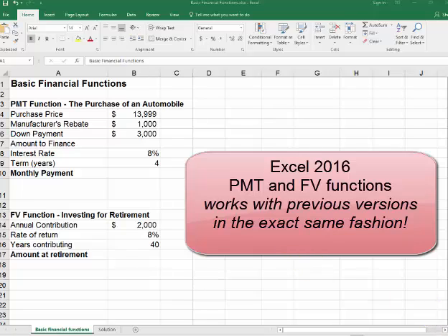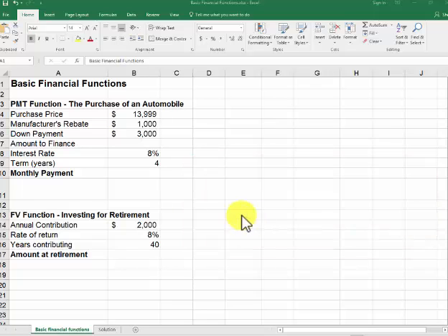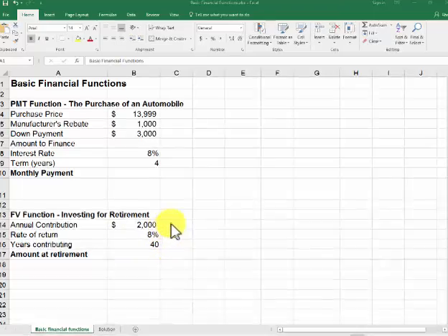I'm here to discuss a couple of basic financial functions. The first one that we're going to do is the payment function, doing the monthly payment of a car. The second one, future value, investing for retirement based on some specifics.